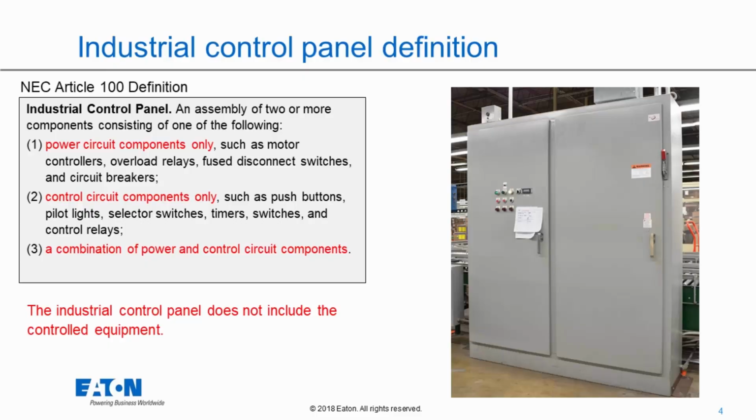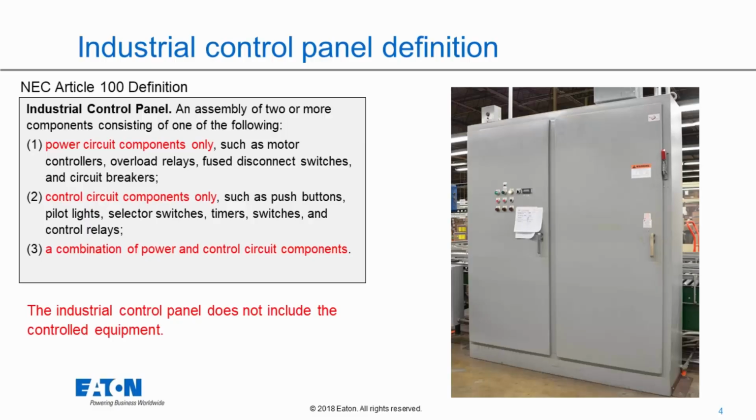The next important definition is the definition of an industrial control panel, right? That's what we're trying to determine the short circuit current rating of. The NEC defines an industrial control panel as an assembly of two or more components consisting of power components only, control components only, or a combination of power and control circuits. That number three is what we typically think of as an industrial control panel, that combination of the two: power, control, and or a combination of both.